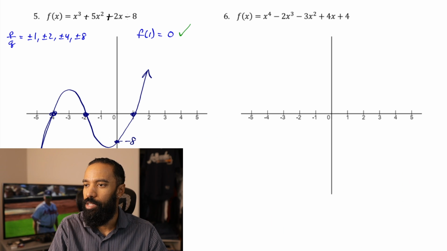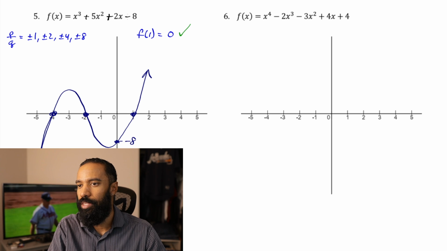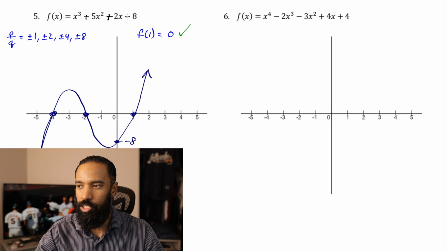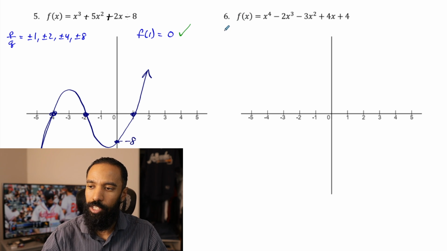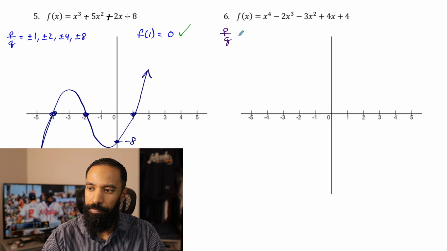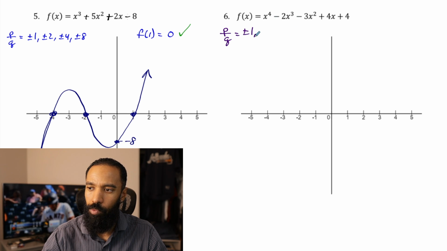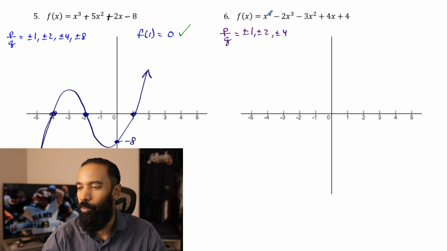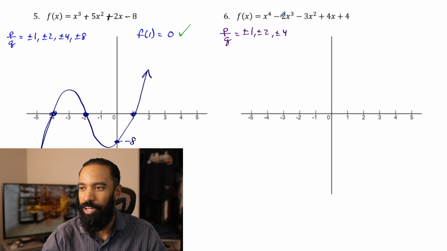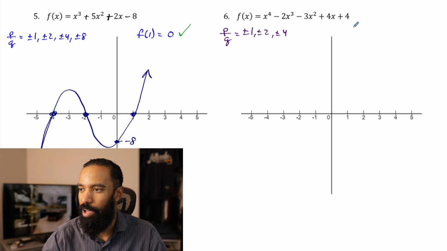So number 6, x to the 4th minus 2x cubed minus 3x squared plus 4x plus 4. Let's work our p's over q's one more time here. Factors of 4 over factors of 1. So 1, 2, and 4. I love it when it's just a 1. 1 minus, and it's not here. That looks like f of 1 is 4.